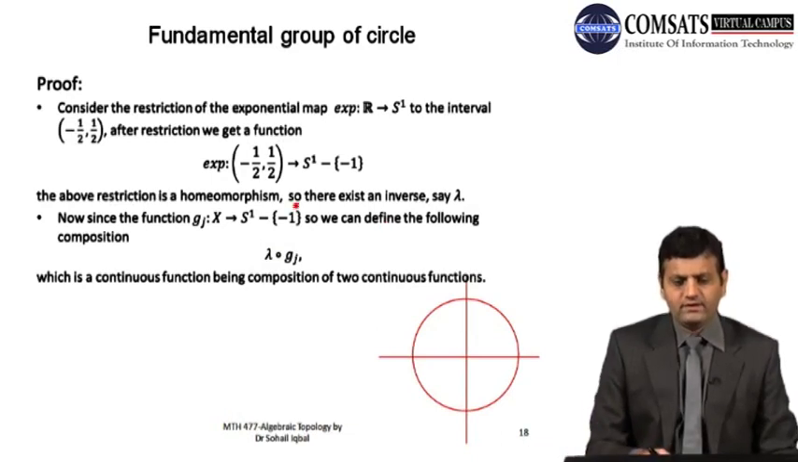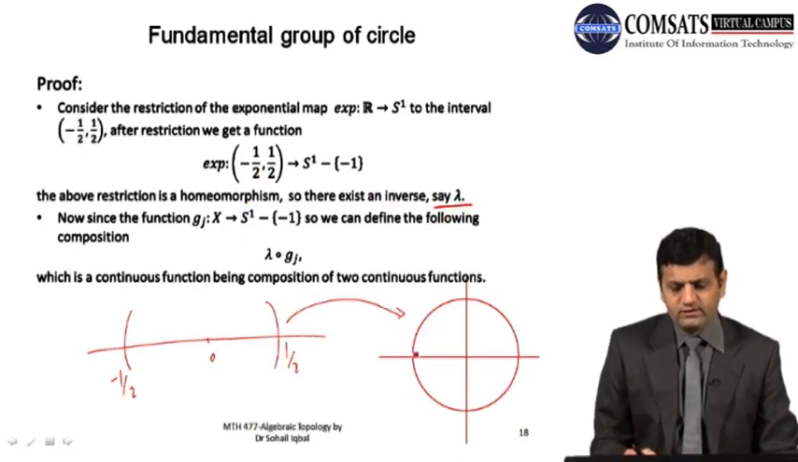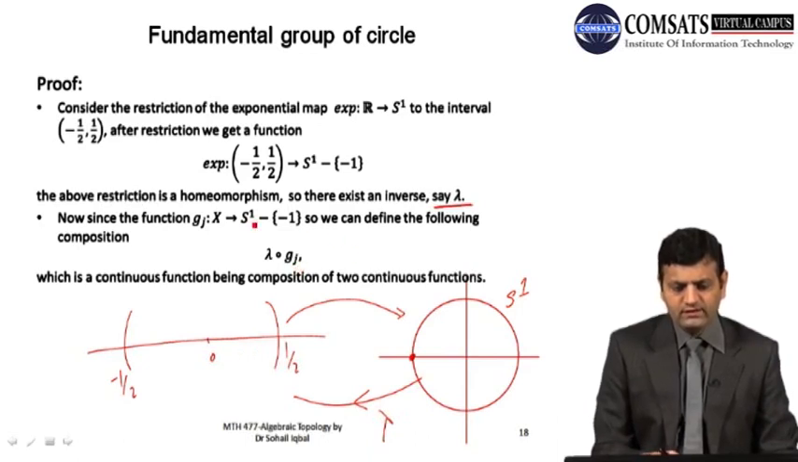Okay, now we have this exponential map from this open interval to S1 minus this point. The above restriction is a homeomorphism. So there exists an inverse, say lambda. If this is a map from -1/2 to 1/2 to this circle minus this point, then this lambda is going to be a function from S1 minus -1 to this open interval. So this composition, we can define this composition.